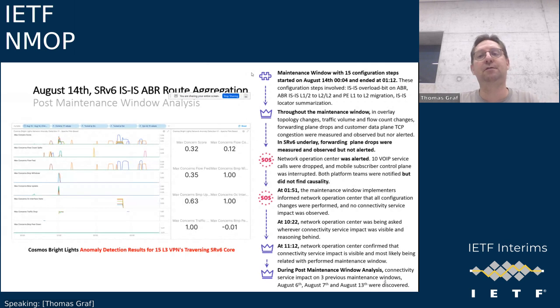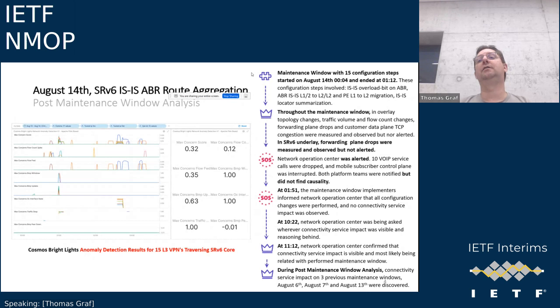These configuration steps involved changes in the ISIS overlay bit on the ABR, so offloading the ABR in the forwarding, so that maintenance work on the ABR could be done, and the maintenance work was a configuration change from ISIS level 1, level 2 to level 2, level 3 distribution. And there were also configuration changes on the PE nodes attached to the ABR, where the link between the PE nodes and the ABR was changed from a level 1 to a level 2 ISIS adjacency.